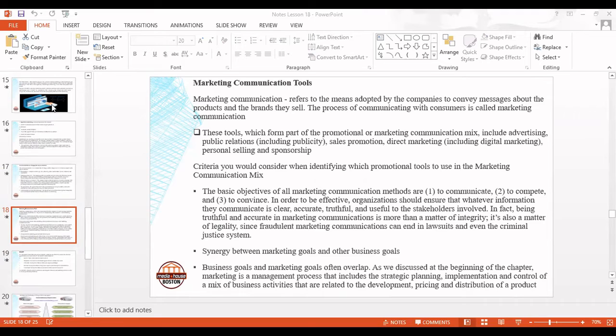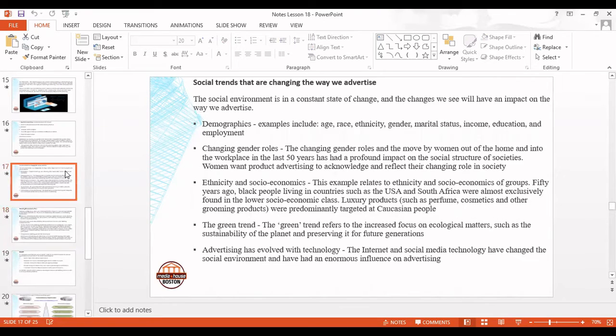Well, it's already there. It refers to means adopted by companies to convey messages about products and brands they sell. Okay, and give me 3 examples of marketing communication tools. Radio ads, print media, billboards. No, I didn't say give me examples of advertising platforms. I say give me 3 examples of marketing communication tools.